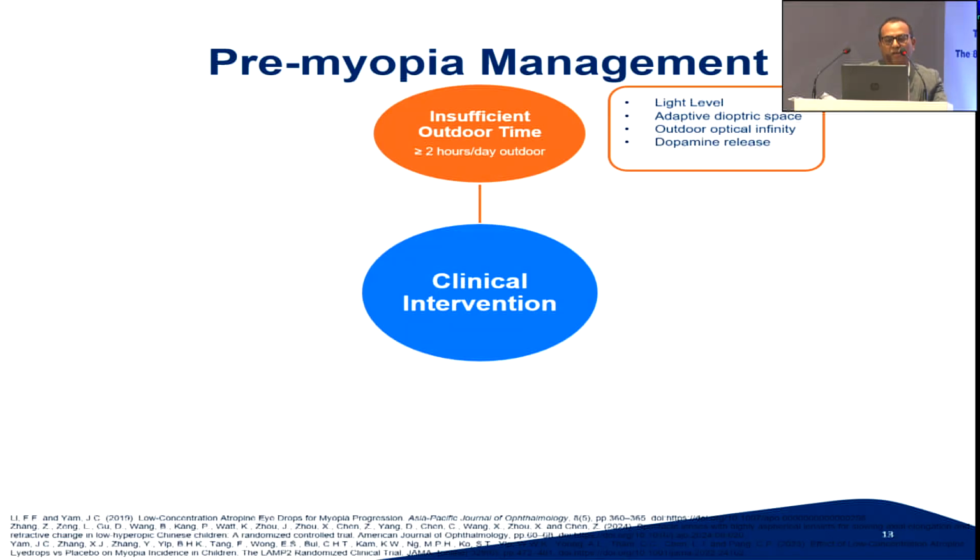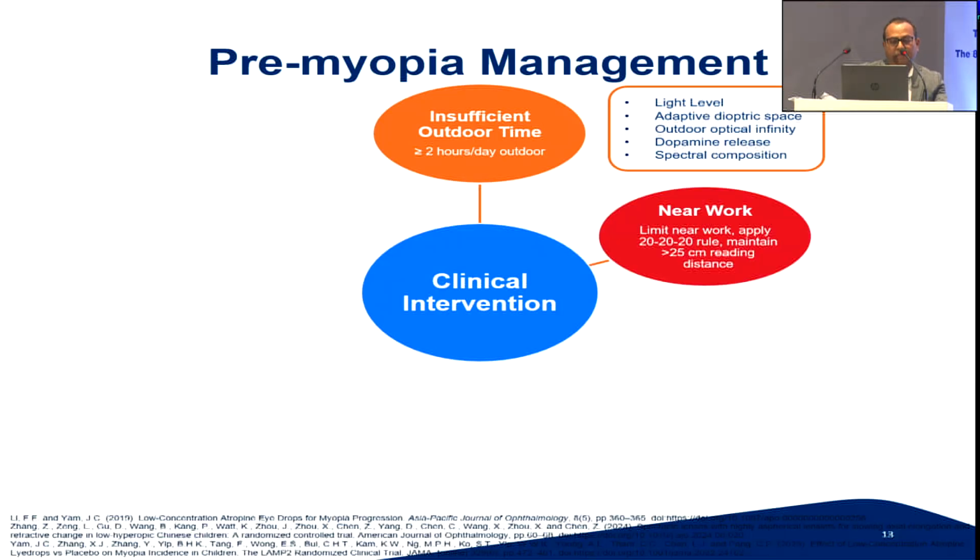And we all know that dopamine is released outdoors, and that will inhibit axial elongation. The spectral composition is also totally different outdoors, with more blue light, and all of that is associated with inhibiting axial length elongation. For near work, we can always guide the 20-20 rule. It's very important, and we can guide the kids to look at more than 20 to 30 centimeters to reduce the hyperopic defocus on the fovea.